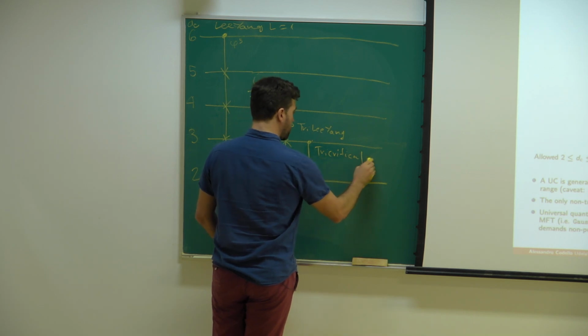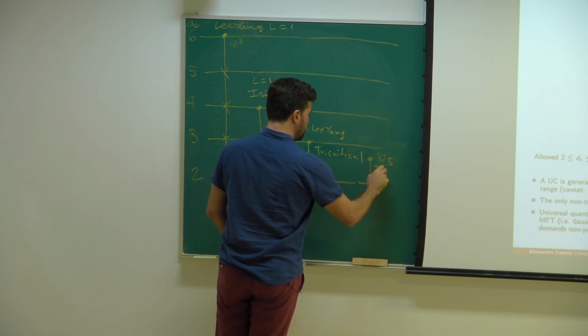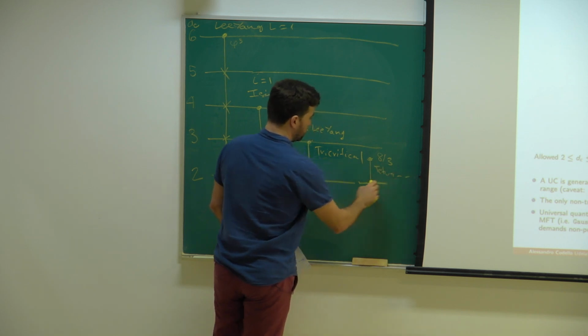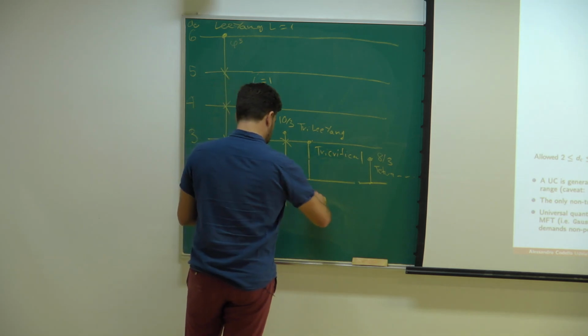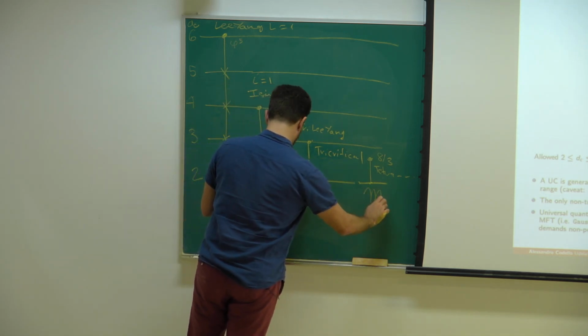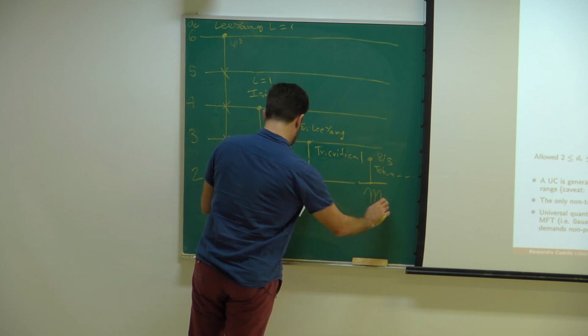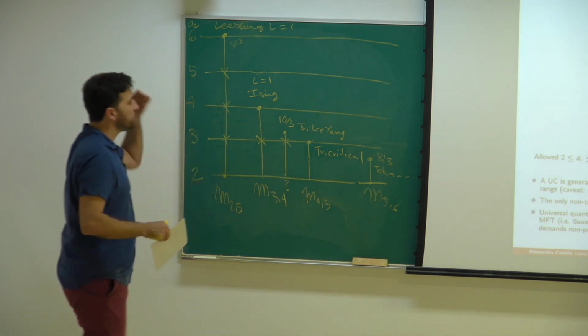And then we go on, and then we have 8/3. We have the tetracritical and so on. And this we know what they are because they are some specific minimal models in lower dimensions. This is 5/6, and so on.